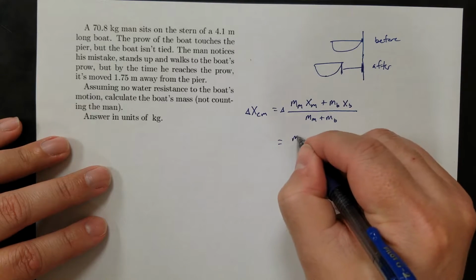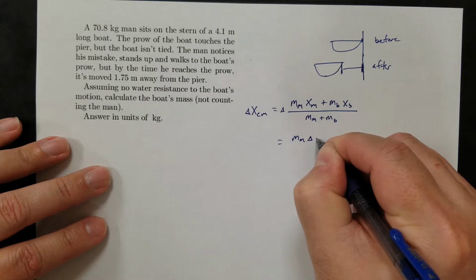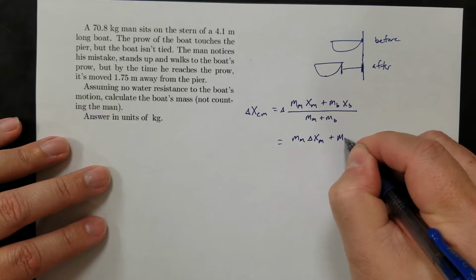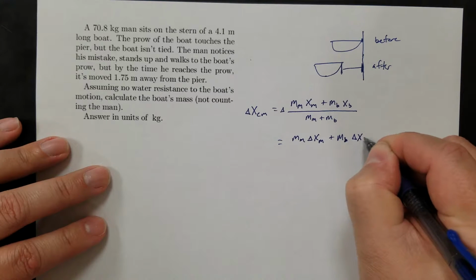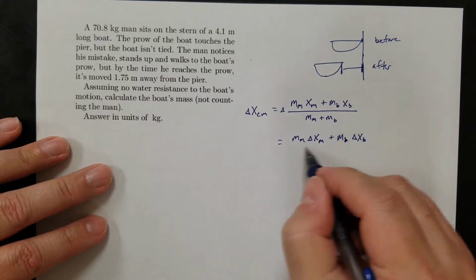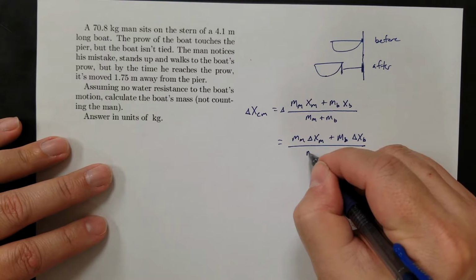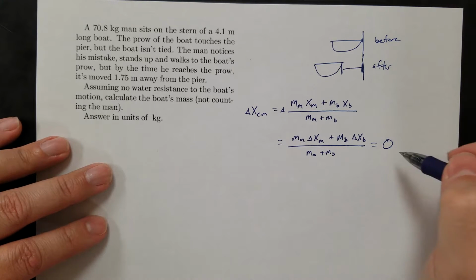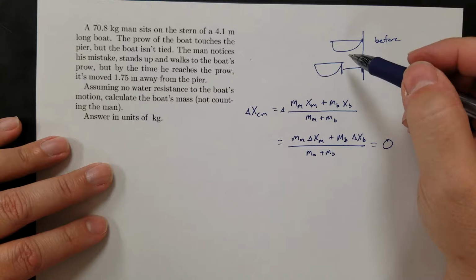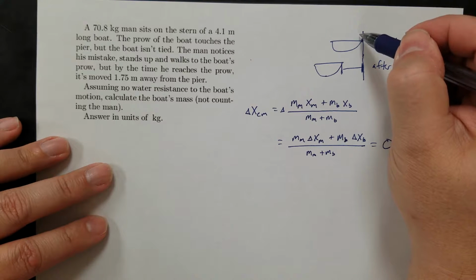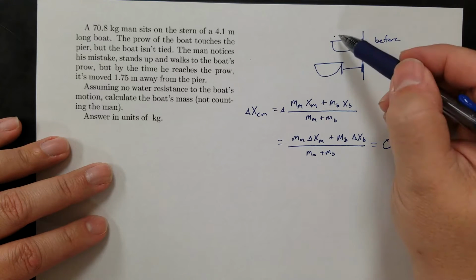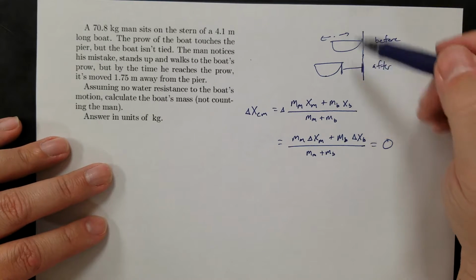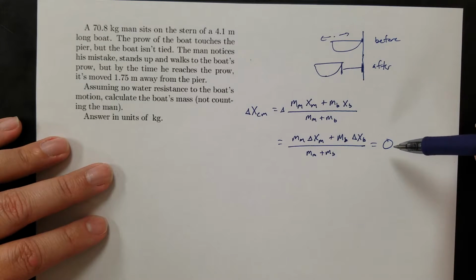So this is the mass of the man times the change in position of the man plus mass of the boat times change in position of the boat, over mass of the man plus mass of the boat. This has to equal 0 because the center of mass of this system doesn't move. As the person walks forward, the boat is going to go backwards, so that the center of mass of the whole system stays put.